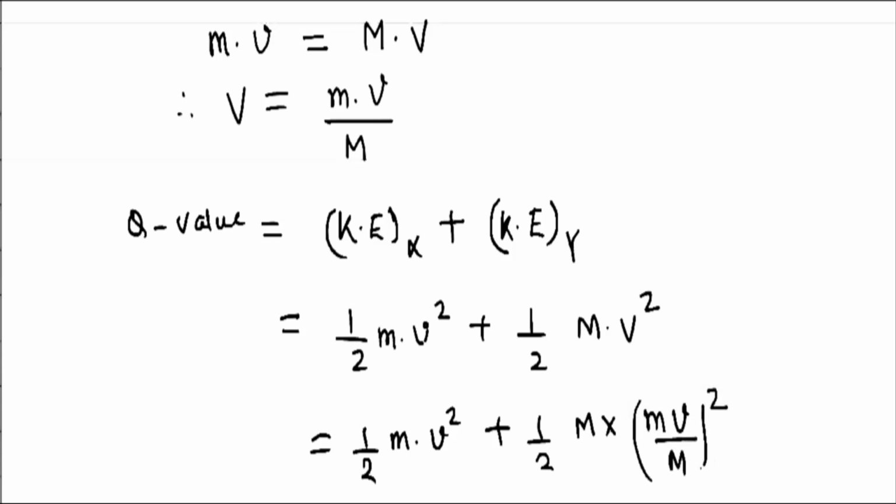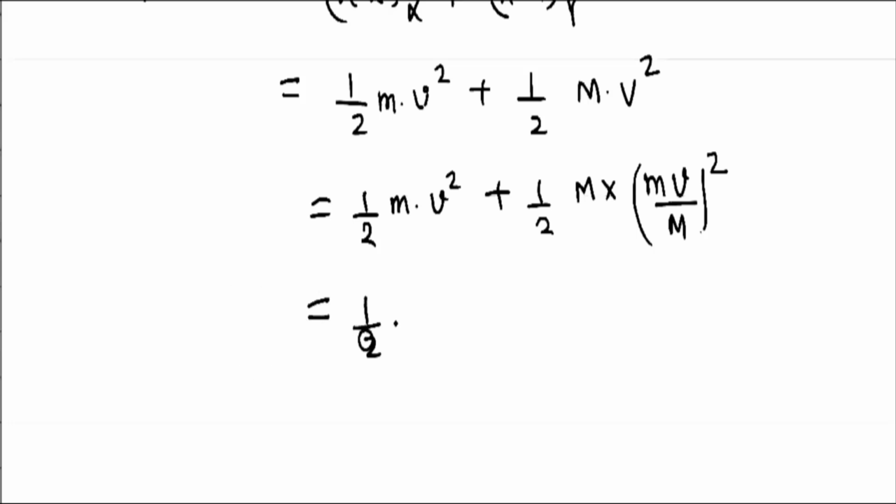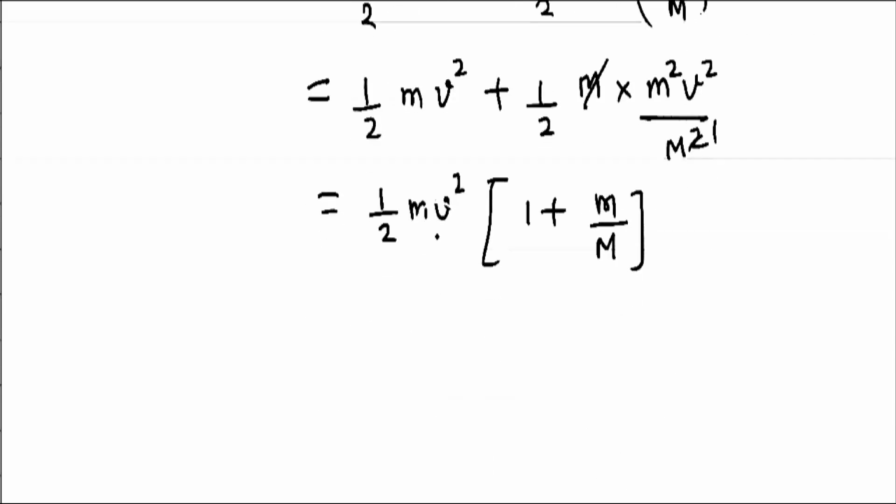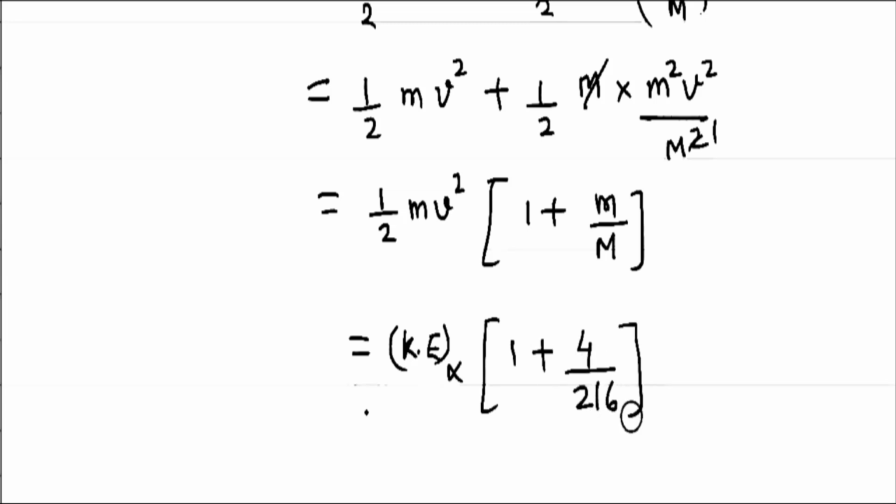So this equals half of mv square plus half of capital M into small m square into v square upon capital M square. So capital M will cancel one in the numerator. Half of mv square will be common, so this equals half mv square times 1 plus small m upon capital M. And half of mv square is the kinetic energy of alpha, multiplied by 1 plus small m, which is 4, upon capital M, which is 216.